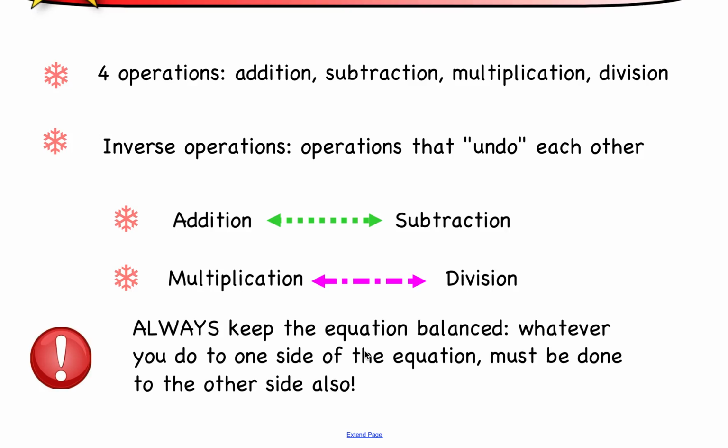So this is like the golden rule of math. We always keep the equation balanced. Whatever we do to one side of an equation, we have to do the exact same thing to the other in order for the equation to still be true.